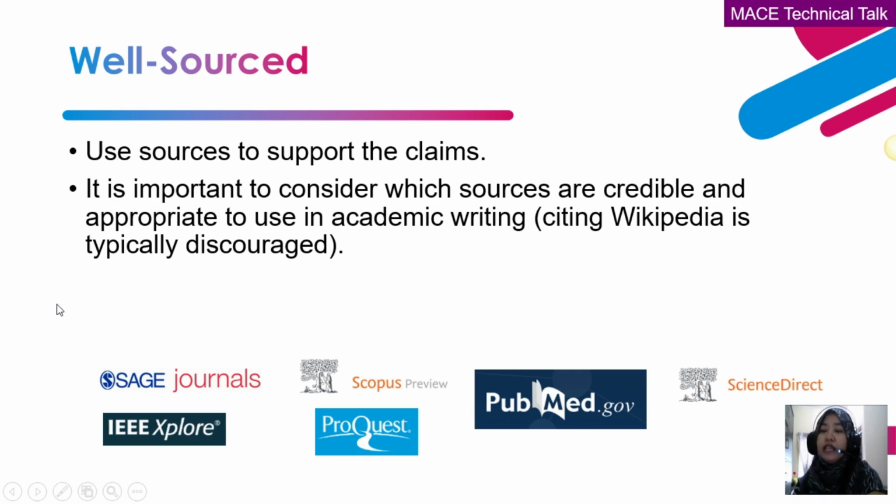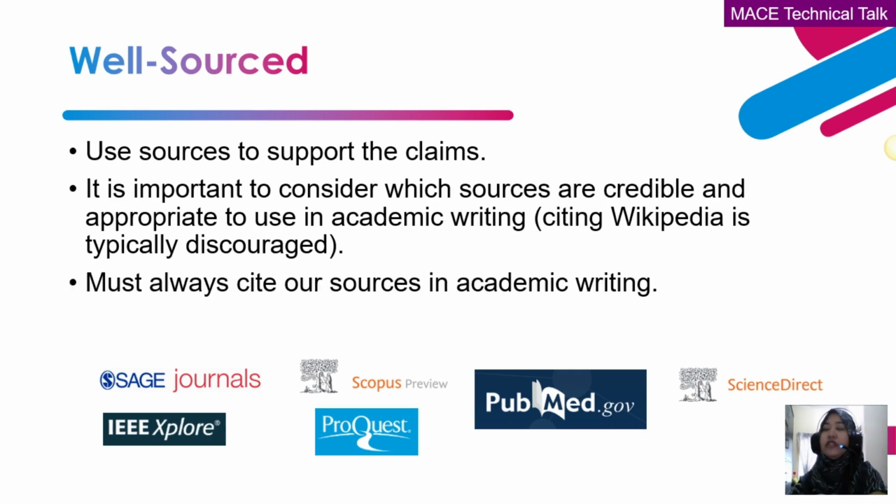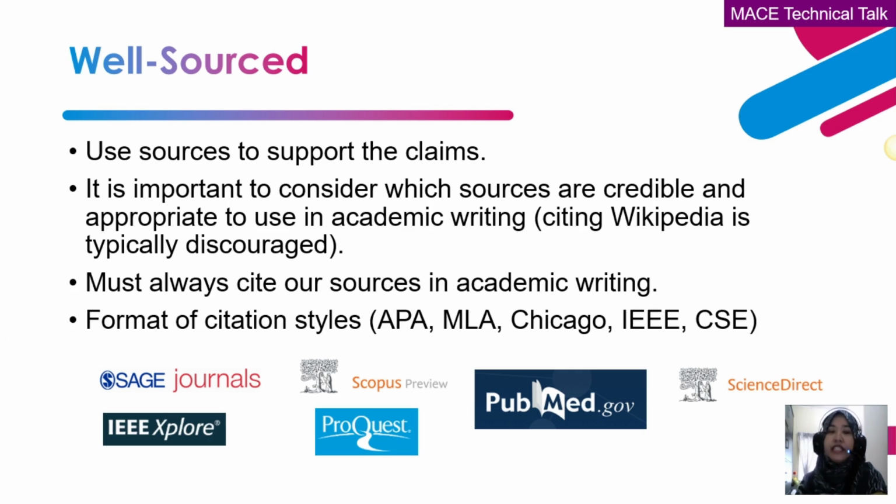So you must always cite your sources in academic writing. This means acknowledging whenever you quote or paraphrase someone else's work by including a citation in the text and a reference list at the end. So there are many different citation styles with different rules. Okay, the most common styles are APA, MLA, Chicago, IEEE, CSE, and others. Make sure to consistently follow whatever style your institution requires. If you don't cite correctly, you may get in trouble for plagiarism.